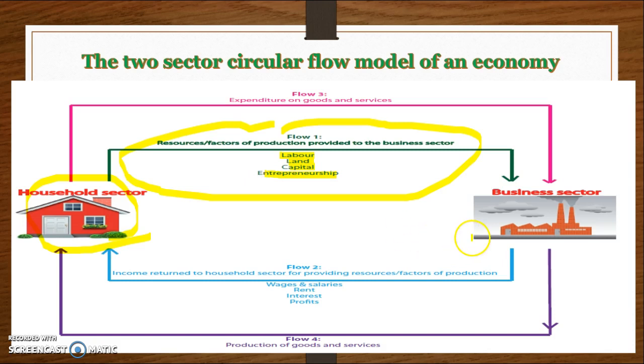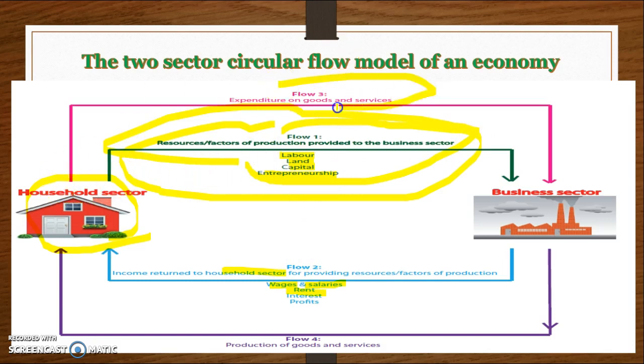The second flow is the flow of income. So income is returned back to the household sector for providing these services, and that income can include wages or salaries. Wages are paid on an hourly basis. Salaries are generally for professionals that get, say, a salary of $70,000 or $100,000 or $200,000 a year. Rent, if you're letting people use property, interest and profits are all examples of income that flow from the business sector to the household sector. This flow of resources occurs in what we call the resource market, and then in the product market there is expenditure on goods and services.